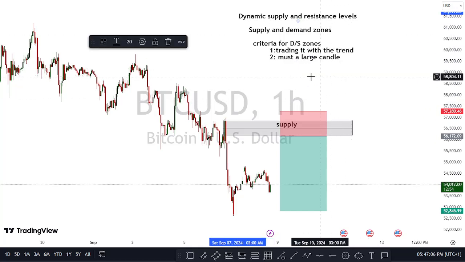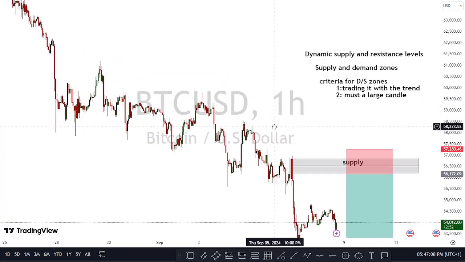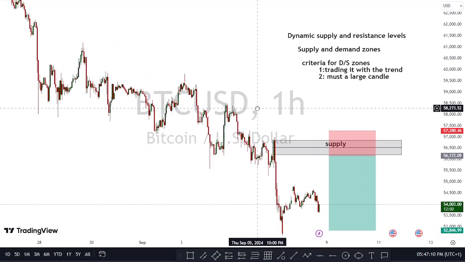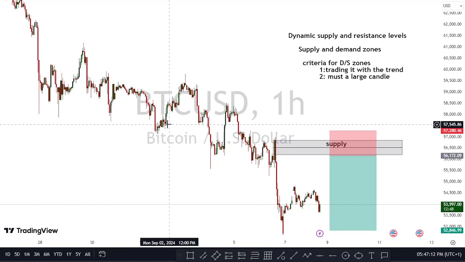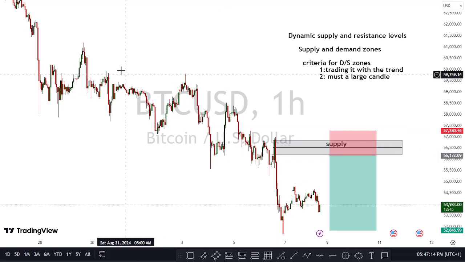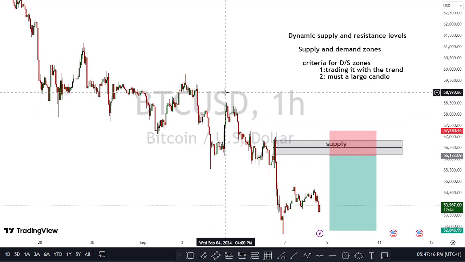So guys, that is it about supply and demand areas. It's pretty much easy. It's not really difficult. Trade it with the trend. Because before, anywhere I saw large candles, for example, now you see this is a downtrend. I see a large candle here, and I'm like, wow, it is a large candle, and I'll mark it as a demand area.